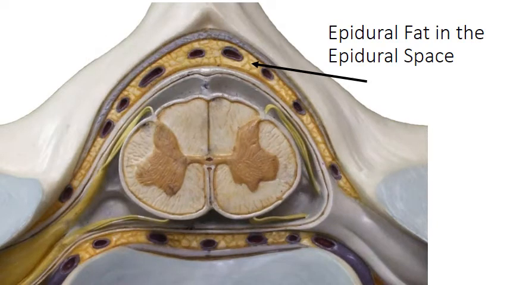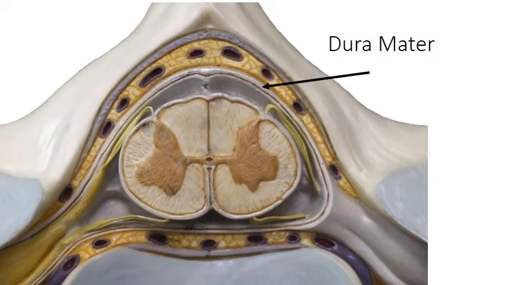Just deep to the periosteum, we're going to see a space here. This whole area is the epidural space, and you can see it is filled with epidural fat as well as the blood vessels, which we see in cross-section here. So you can be asked to identify the space or the content of the space, which would be the epidural fat.